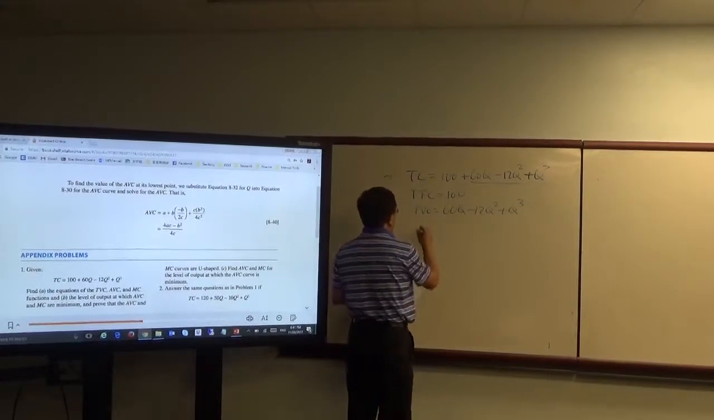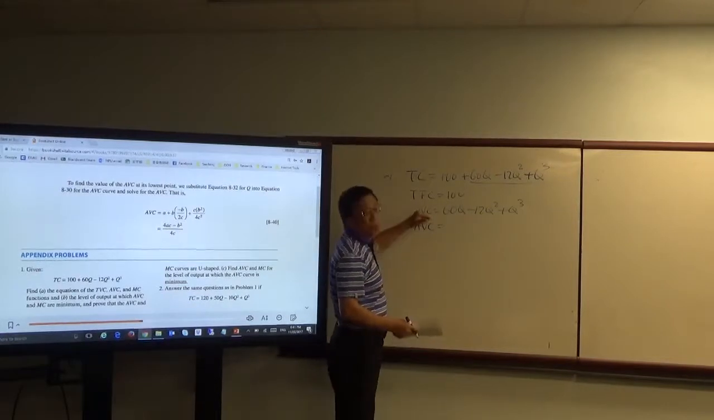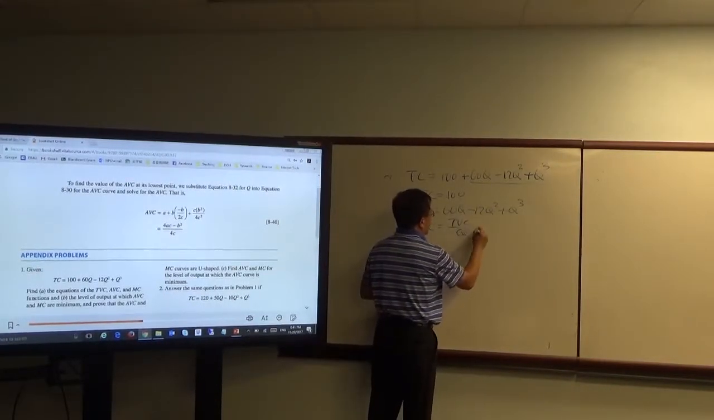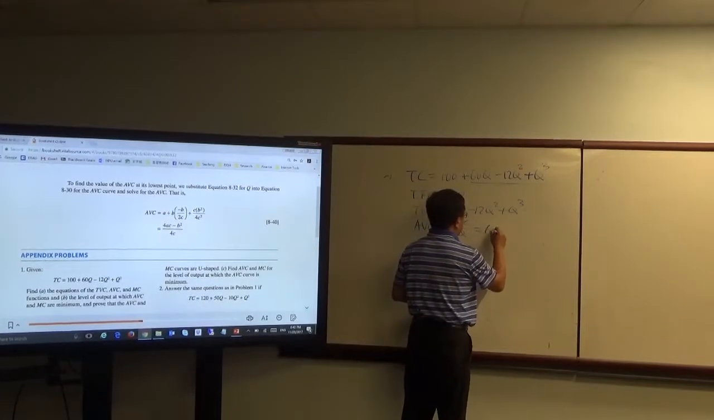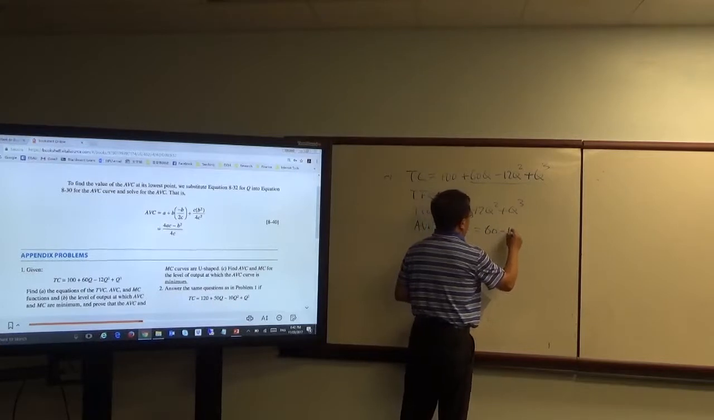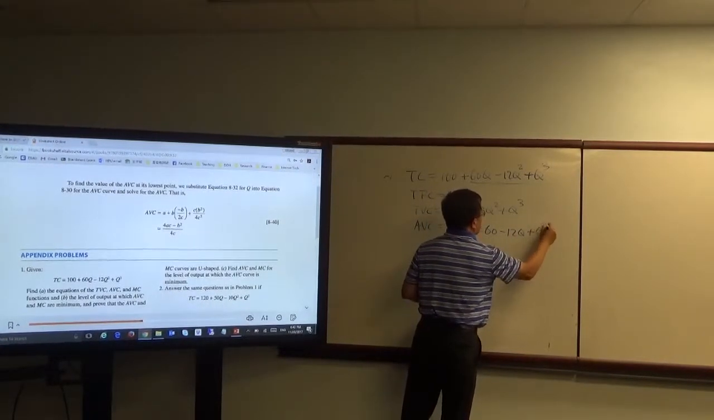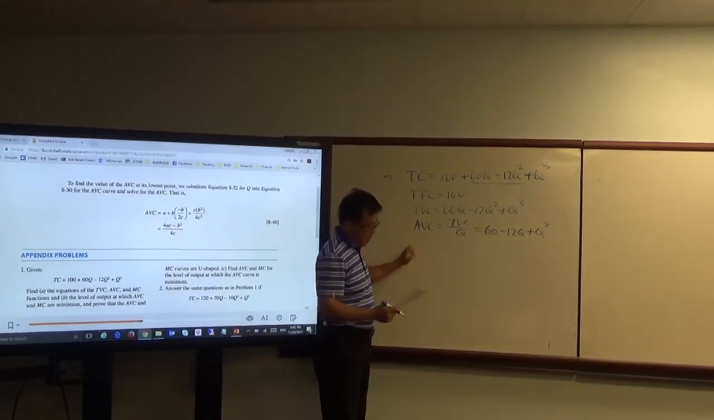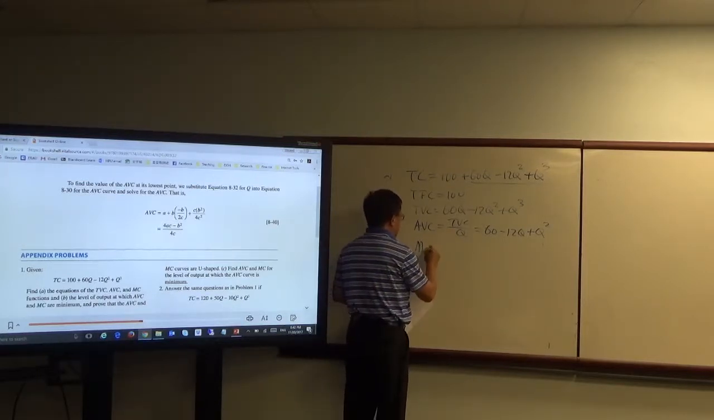And can we find the average variable cost? How? Total variable cost divided by output level. So 60Q divided by Q is 60, minus 12Q plus Q squared. That's the average variable cost. And how about the marginal cost?